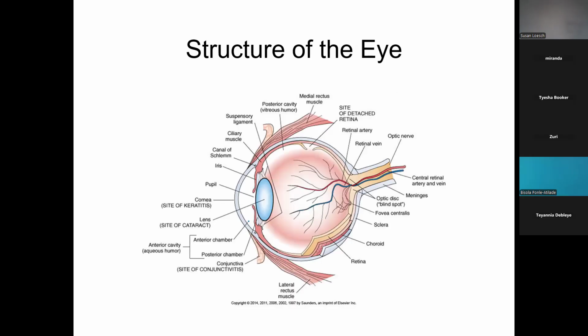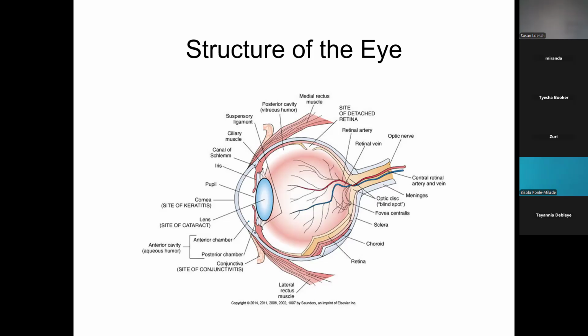The eye is spherical in shape and filled with fluid. The main parts are the cornea, the iris, the pupil, the aqueous humor, the lens, the vitreous humor, the retina, and the optic nerve. Now, the iris controls the size of the pupil. So it allows light to enter the lens based on dilation and constriction. That allows light either to enter or prohibits it from entering.